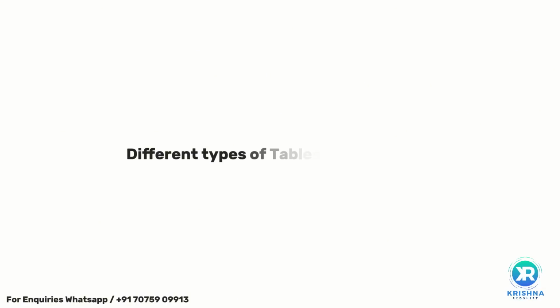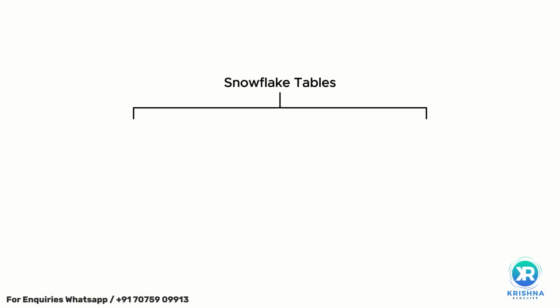Today we'll discuss the concept called different types of tables in Snowflake. This concept is there in every data warehouse or every cloud data warehouse. There are primarily two categories, that is permanent and temporary.